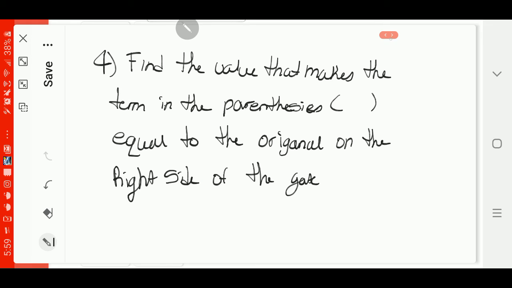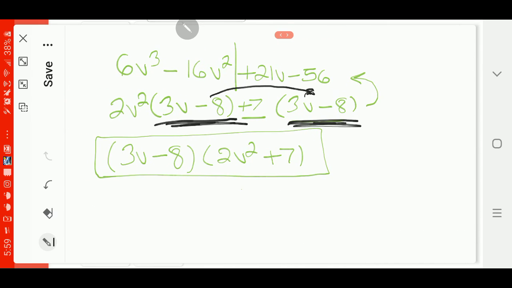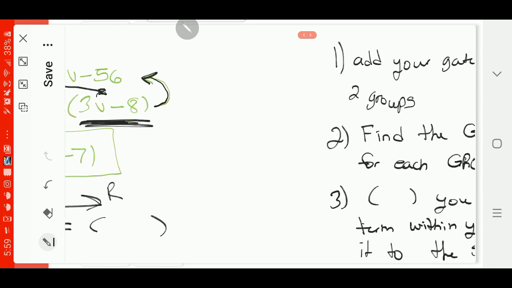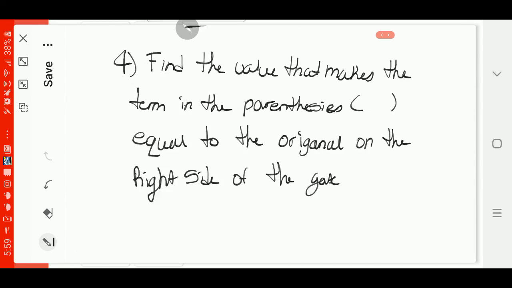All right, so to re-explain, we found our value in the parentheses, and we want to know what do you have to multiply the value in your parentheses by to get your original term on the right side of your gate, because we work from left to right. So we found the term on your left side of the gate, which should be equal to your term in the parentheses on the right side of the gate. So I'll just put L for left, R for right.